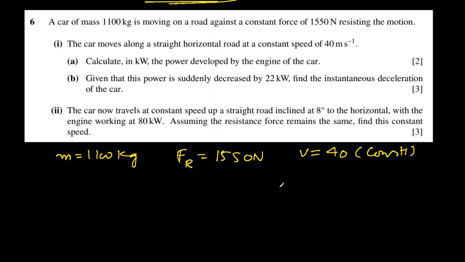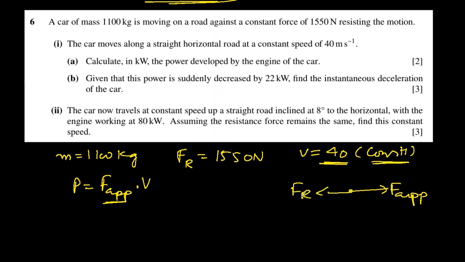So power is the applied force times the speed. Speed is known to us, 40, but applied force is not. But the hint is here. The speed is constant. When speed is constant, acceleration is zero. That means whatever is the applied force, it is being balanced by the resistive force. They are equal. That's why F net is zero, because F net is mass times acceleration, and because of constant velocity, acceleration is zero. So these two forces are equal. So we can take resistive force equal to applied force.